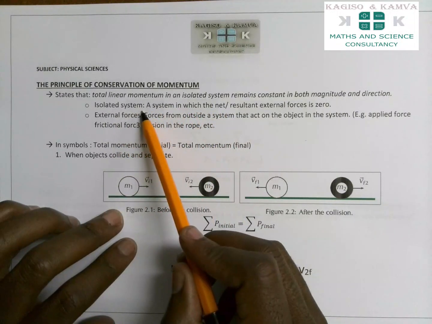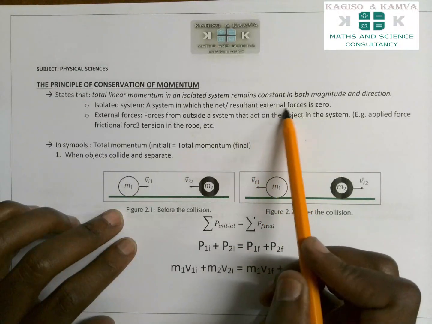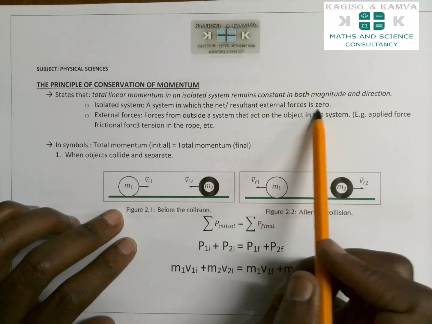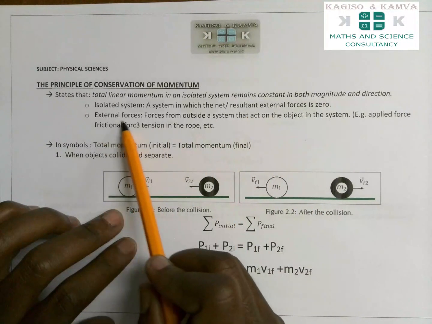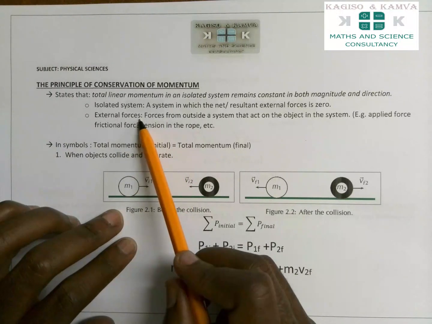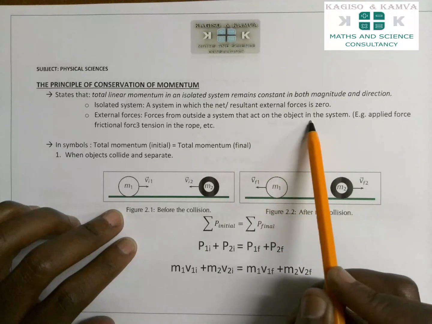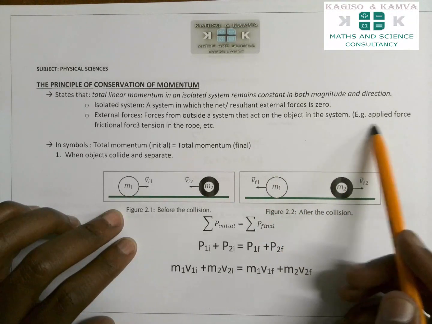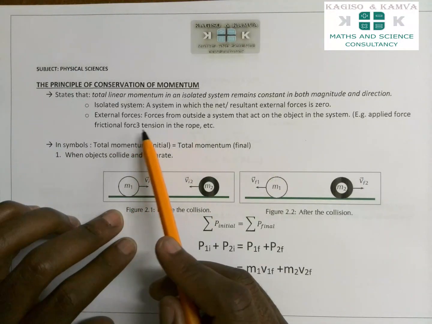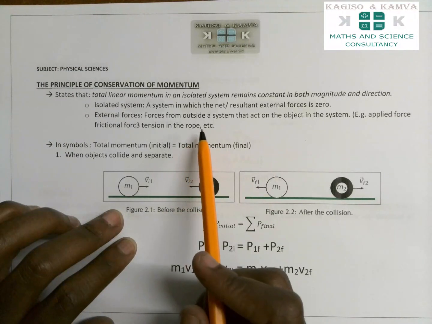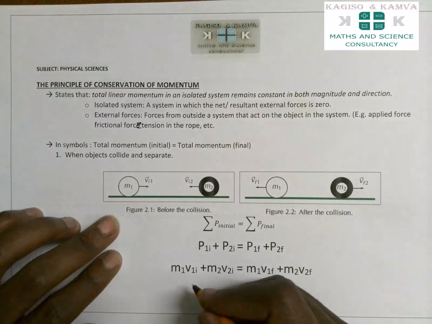An isolated system is a system in which the net resultant external forces is what? Is zero. Okay. What are external forces? External forces are forces from outside a system that act on the object in the system. E.g., that will be your applied force, also the frictional force, tensional force in the rope, etc.